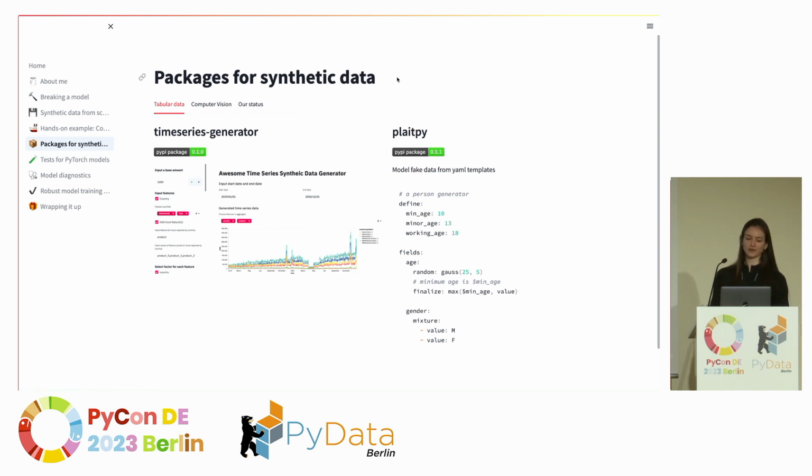But for other applications, for example, there's the time series generator in Python, with which you can generate time series. There's also a package called PlatePy, which I think is very interesting, especially if you want to fill up some databases. Basically, you just have to create a YAML template with different variables. For example, we're generating a person here, which has the variables age and gender, and I can specify some distributions or some maximum and minimum values.